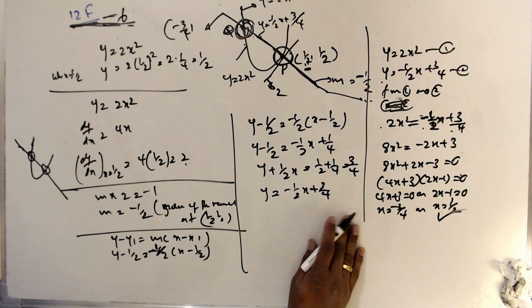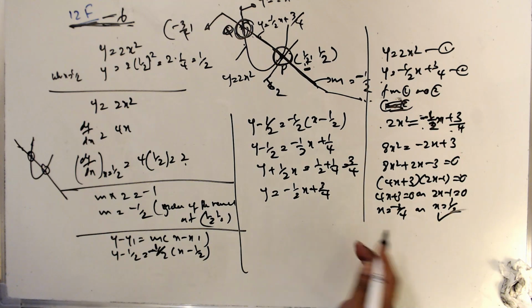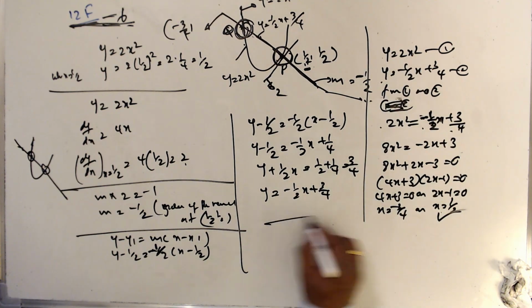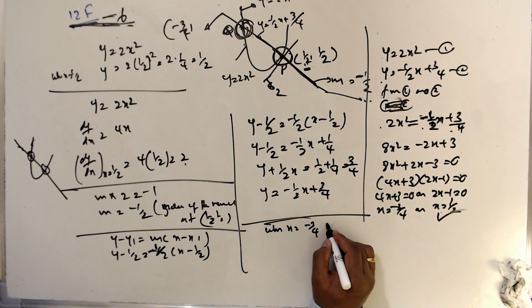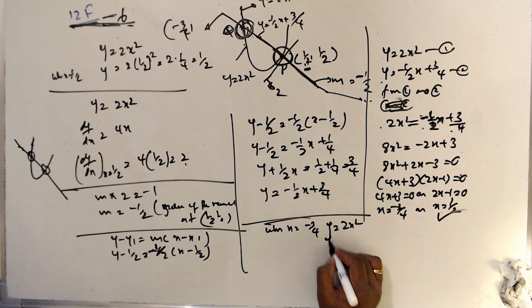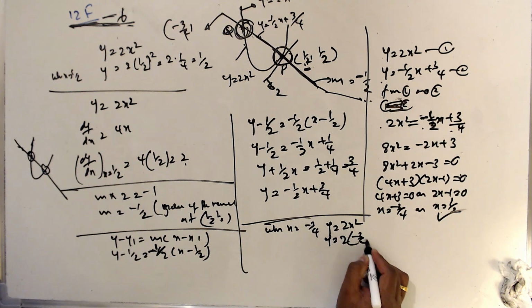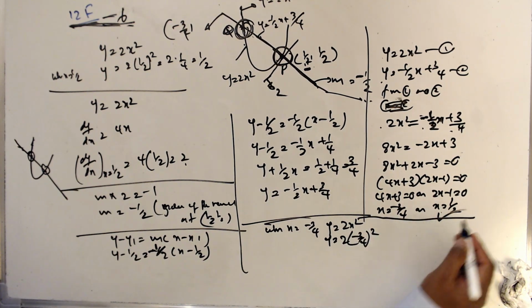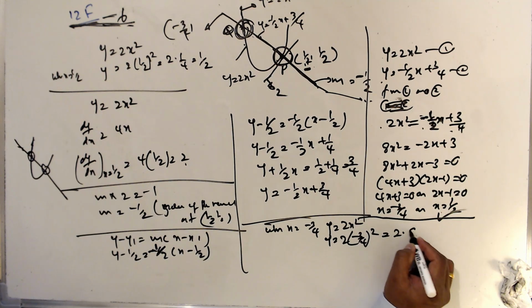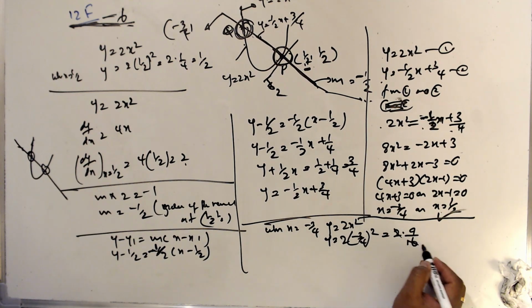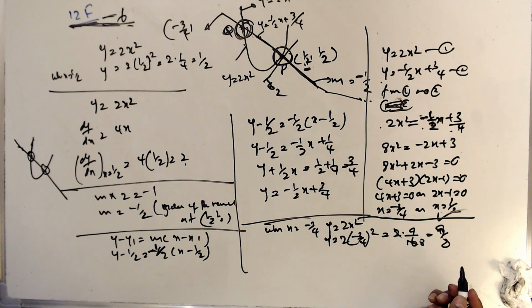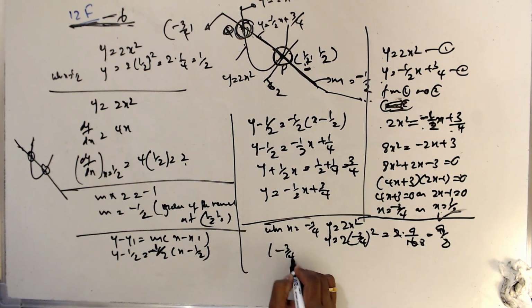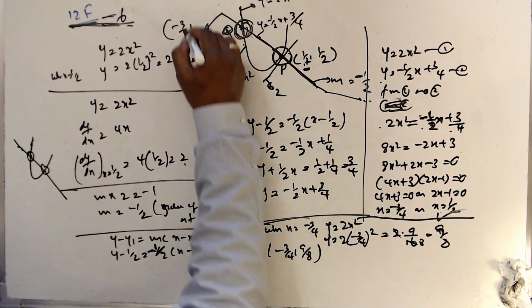Now we need to find the y value. So when x equals minus 3 over 4, y equals 2x squared, so y equals 2 times minus 3 over 4 squared, which is 2 times 9 over 16. So this is 9 over 8. So Q is minus 3 over 4, 9 over 8.